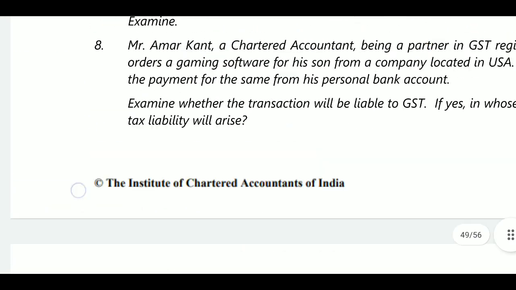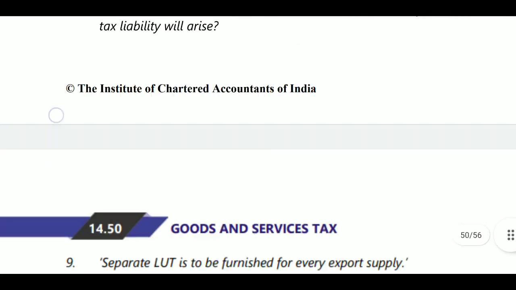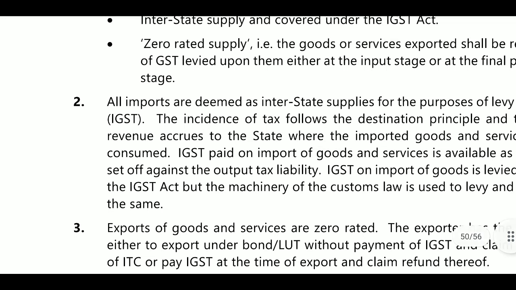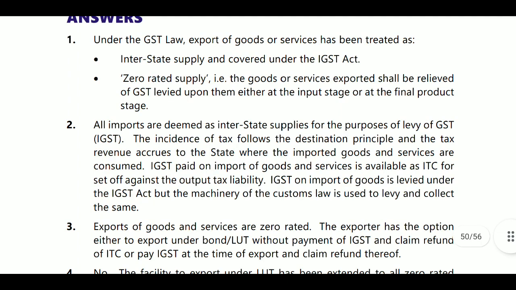Next, question number two: explain how imports are taxed under GST. All imports are deemed as interstate supplies for the purpose of levy of GST, that is IGST. The incidence of tax follows the destination principle, and the tax revenue accrues to the state where the imported goods and services are consumed.